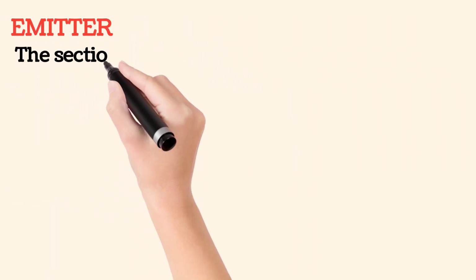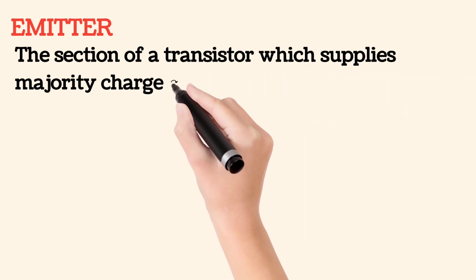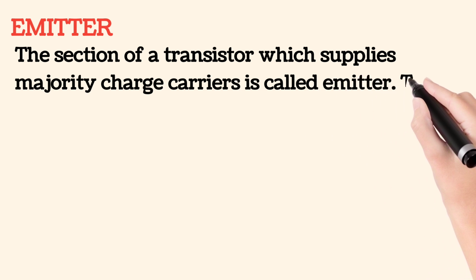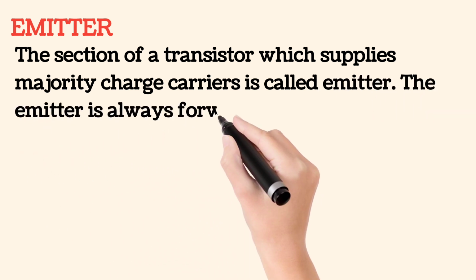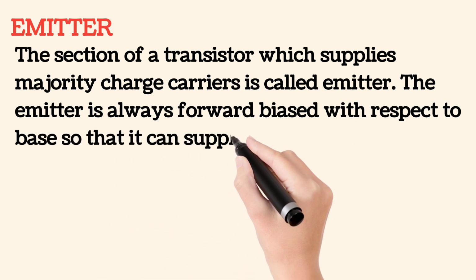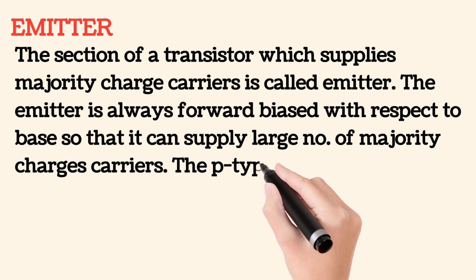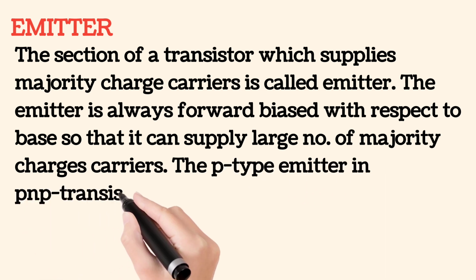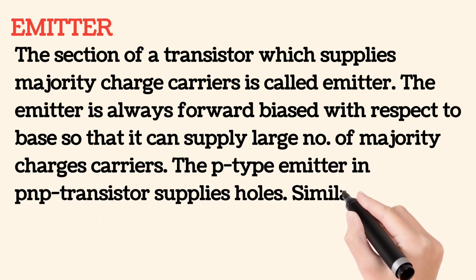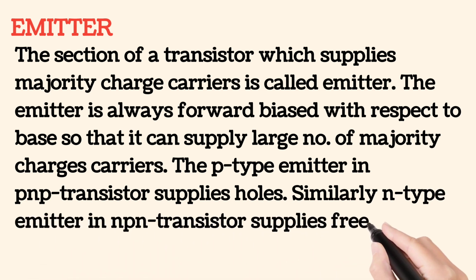Emitter. The section of a transistor which supplies majority charge carriers is called emitter. The emitter is always forward biased with respect to base so that it can supply large number of majority charge carriers. The P-type emitter in PNP transistor supplies holes. Similarly, N-type emitter in NPN transistor supplies free electrons.